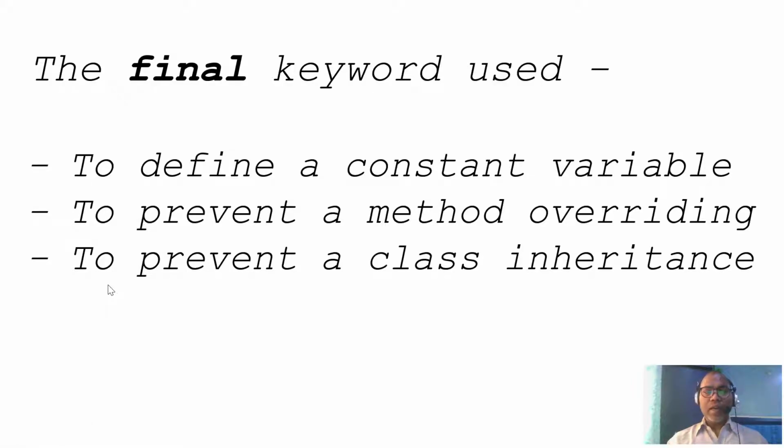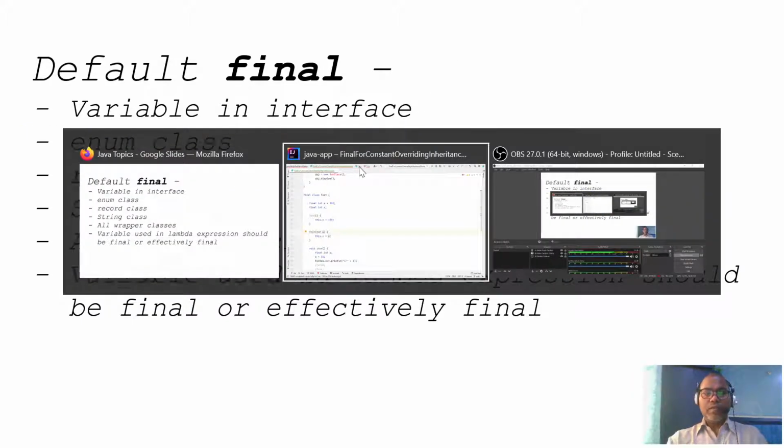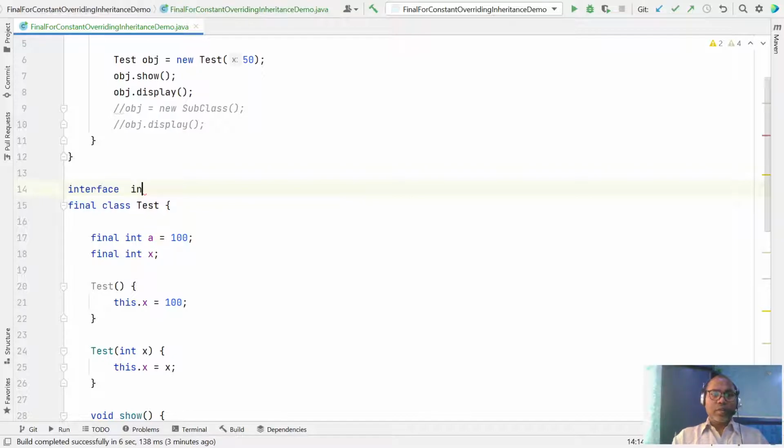But in the Java programming language, some things are final by default. If you declare any variable inside an interface, by default it is static and final. Implicitly, you don't need to mention it. Let us see an example. Let's write one interface.